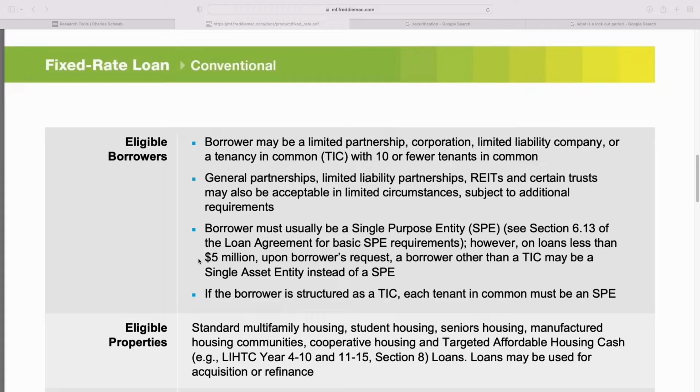As we can see right here, who can borrow? They do a good job of telling you who can borrow right off the bat. These are the eligible borrowers. You can borrow if you're a limited partnership, a corporation, a limited liability company, or a tenant in common with fewer than 10 tenants in common. A general partnership, limited liability partnerships, REITs, and certain trusts may also be acceptable in limited circumstances, and they're subject to additional requirements.